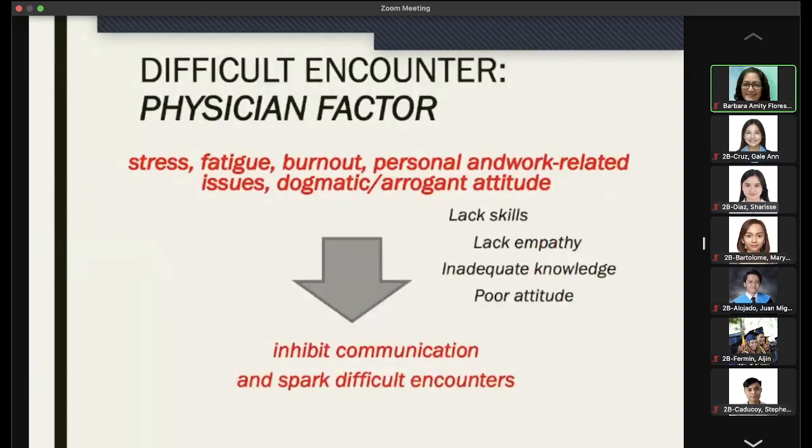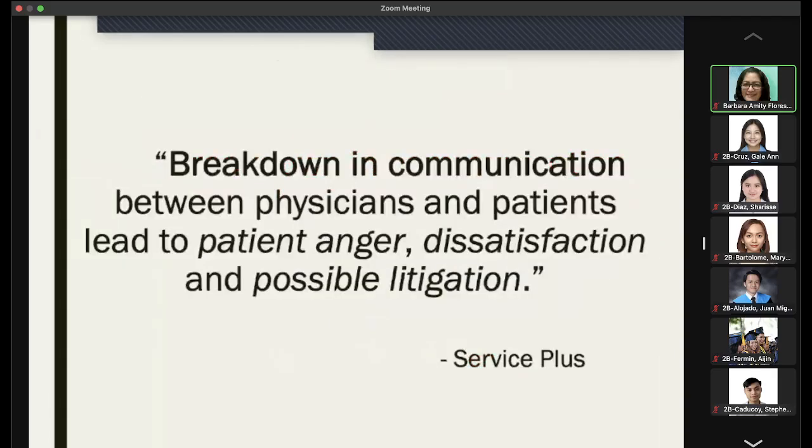Stress, fatigue, burnout, personal and work-related issues, dogmatic or arrogant attitudes, the lack of skills, lack of empathy, inadequate knowledge, poor attitude. These are all identified factors that inhibit communication and spark difficult encounters. Breakdown in communication between physicians and patients leads to patient anger, dissatisfaction, and also ends in possible litigation. So medico-legal suits can ensue if you do not have the proper rapport, no, or if you have miscommunications with your patients.